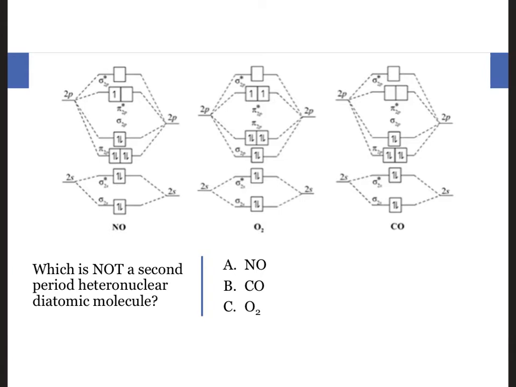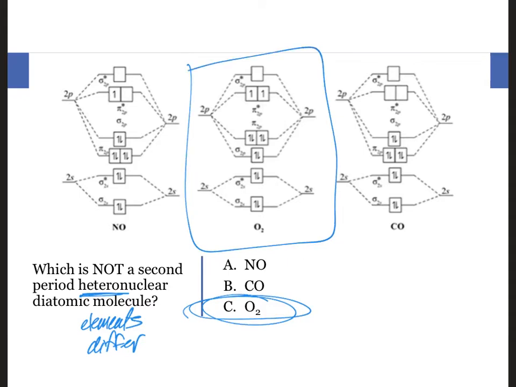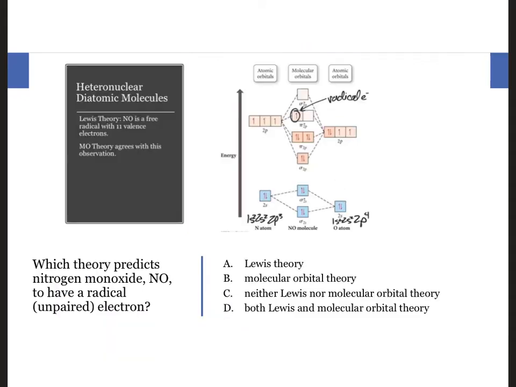We switched gears here. Now we're looking at heteronuclear diatomics, which means that the elements differ. Okay, hetero means different. And so which one is not a second period heteronuclear diatomic molecule? Well, it's O2. I threw its MO diagram in here for comparison, though.